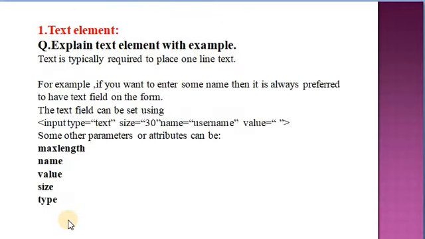Next point is the text element. The question is: explain the text element with an example. The answer: text is typically required to place one line of text. The input element defines an input field, and a text box is created by specifying the type attribute as text.